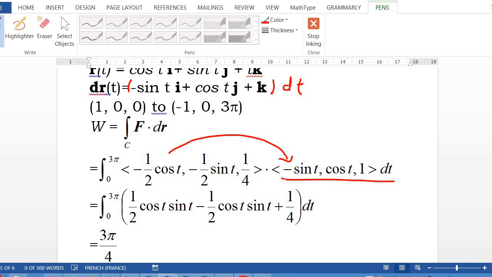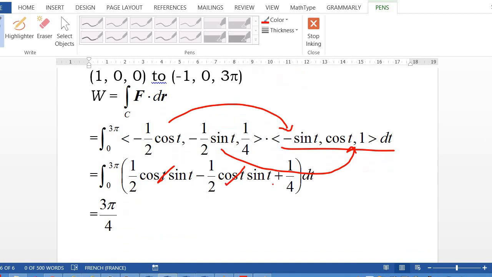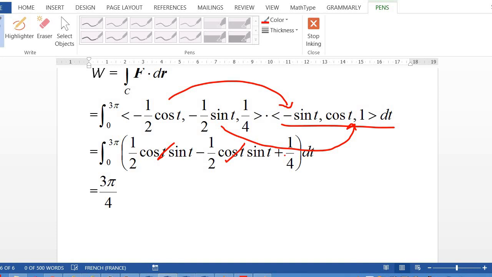So negative half cos t times negative sin t becomes positive half cos t sin t. The j component: negative half sin t cos t. The k component: 1/4 times 1, 1/4. So this one and this one cancel. It's just left with the integral of 1/4 dt. The integral of 1/4 dt gives t over 4. Evaluate it from 0 to 3 pi, and that's why you get the answer 3 pi over 4.